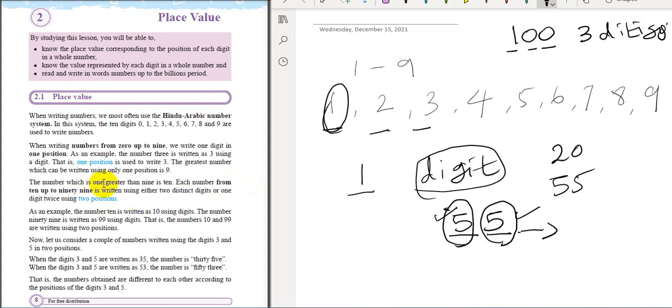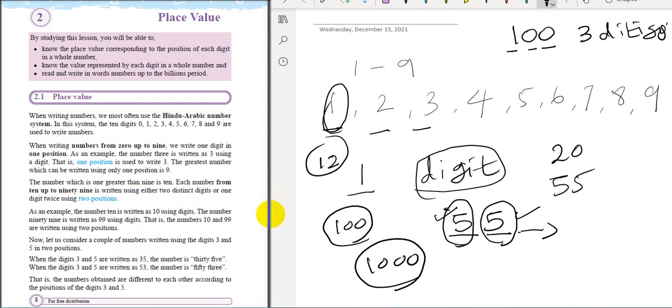The number which is 1 greater than 9 is 10. Each number from 10 to 99 is written using either two distinct digits or one digit twice, using two positions. Now did you understand the digits? This is a one digit, two digit number. If you write three positions, it's a three digit number, then 1000 is a four digit number. Okay, let's move to another part.